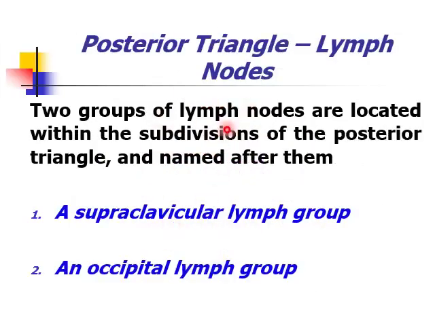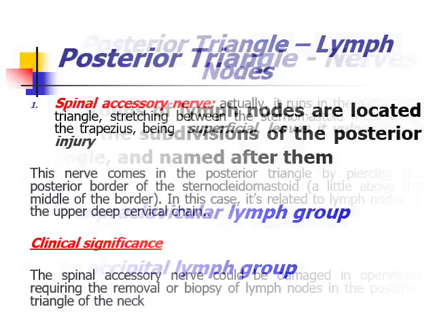Within the posterior triangle, as we had the first content as one muscle, the second content would be two lymphatic groups. The two lymphatic groups are situated within the subdivisions of the posterior triangle, meaning that we divided the posterior triangle into an occipital and a supraclavicular triangle. We will put a lymph node group in each of these triangles. So we have a supraclavicular lymph node group and an occipital lymph node group.